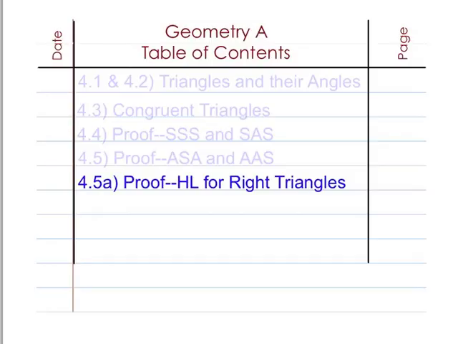So to prove triangles are congruent, we have SSS, SAS, ASA, AAS, and now this one, which is sort of the stranger at the family reunion: it's HL, when we have right triangles. So let me show you what I mean.